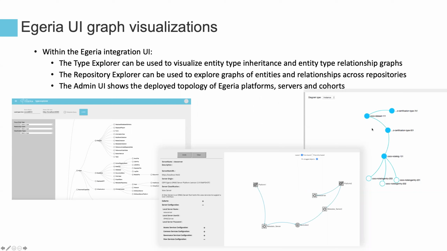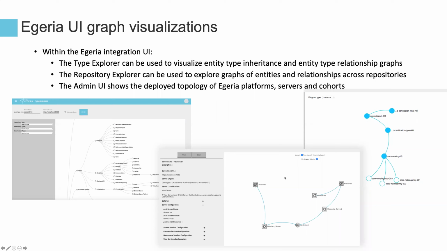The relationships are not labeled in this picture, but they are relationships such as note log contains note log entry, for example. They're just not labeled in this particular picture. So both the Type Explorer and the Repository Explorer give us graph-based exploration of types and instances respectively.